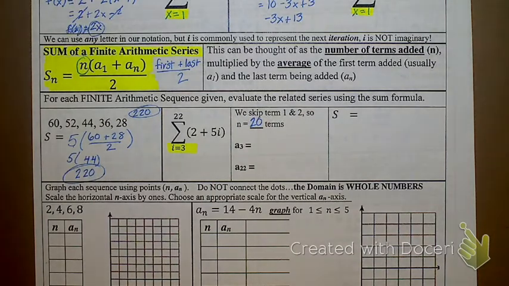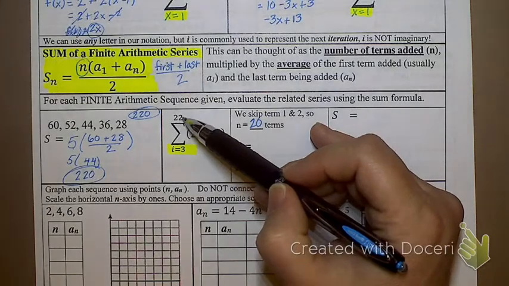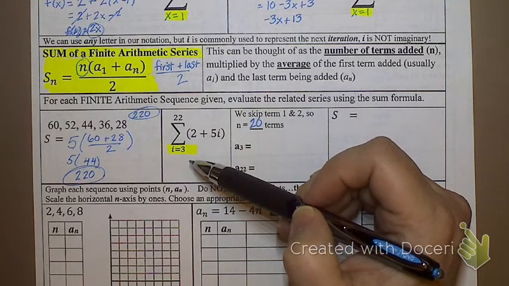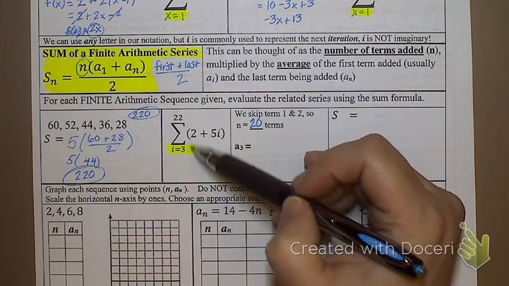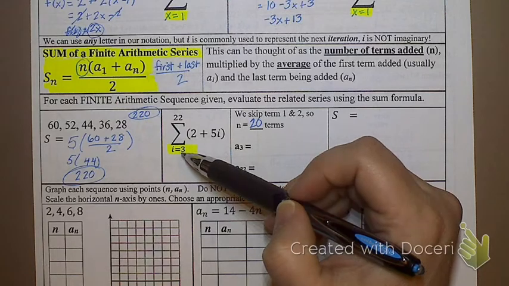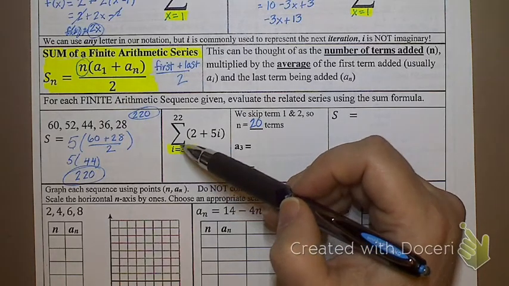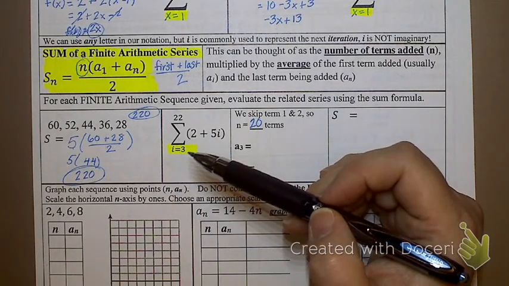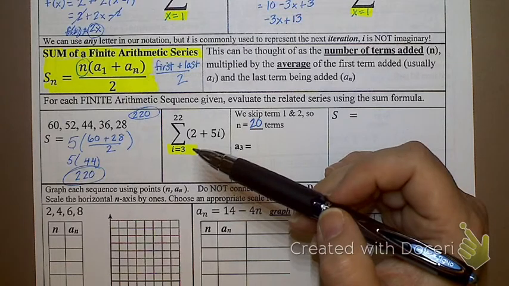Now that messes with people. It doesn't seem like it would mess with you right now, but it does because a lot of people want to say, oh, that's 22 minus 3, I'm adding 19 terms. Well, that's not true because you are including the third term. You're only skipping 2 of the terms. So make sure that you're thinking along the lines of what am I skipping, and that's what you're subtracting.